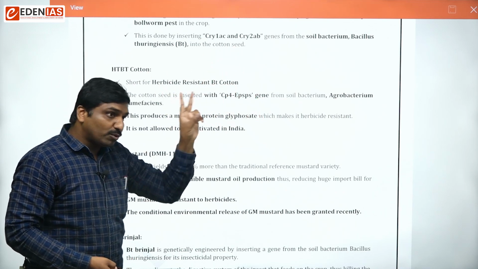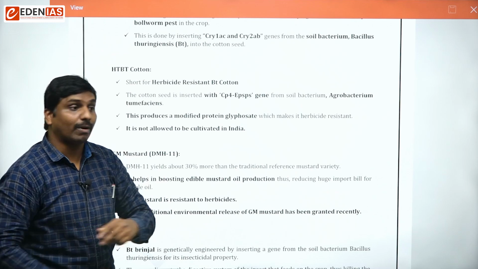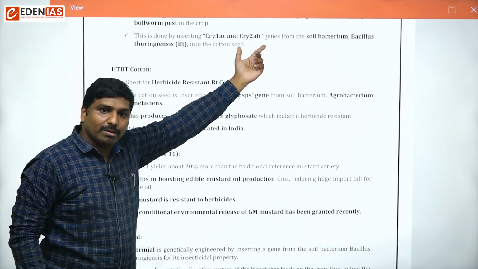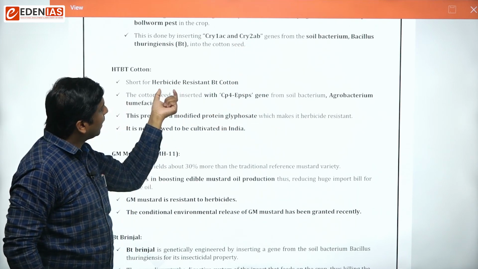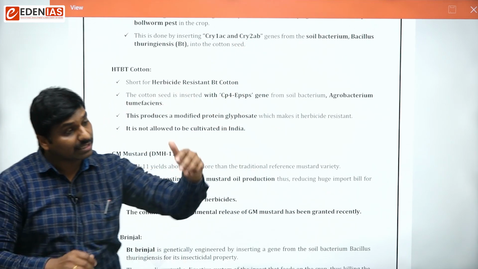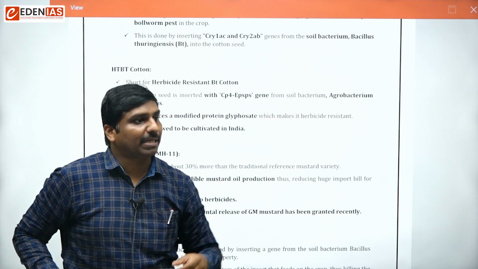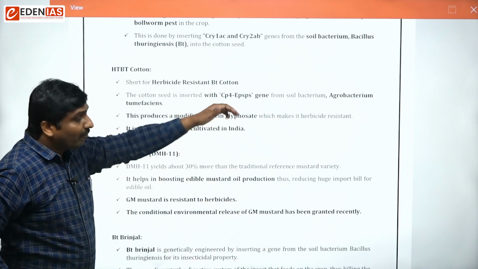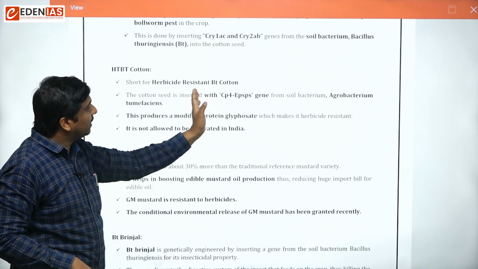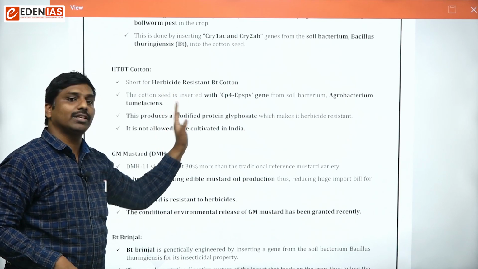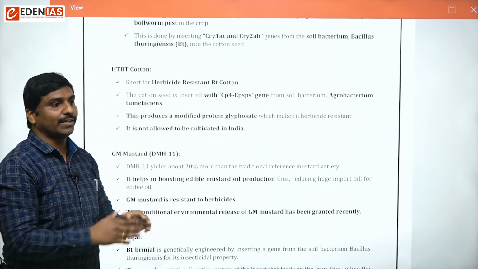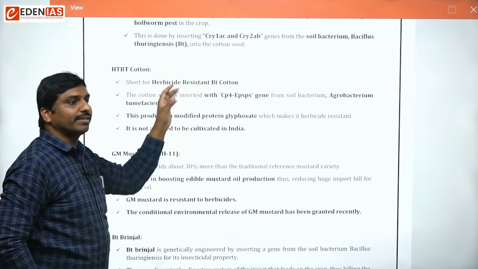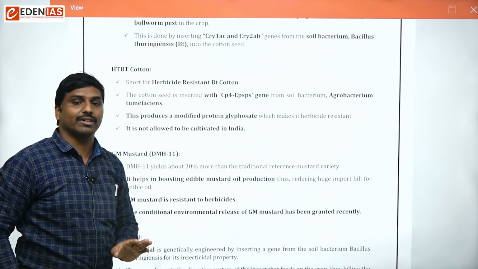There are two inherent advantages to this. One is that HT-BT cotton is already resistant to pink bollworm, and with this incorporation it has become herbicide resistant. One is with respect to pests. Pests would generally be insects. Herbicides are for weeds. So one side is the solution for pests, the other side is the solution for weeds. Herbicide means killing, so this will have the ability to kill the weeds. By this process it has become a double advantage for the cotton seeds.